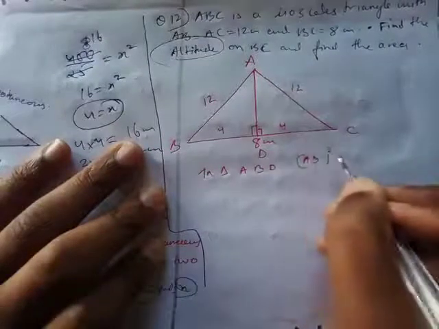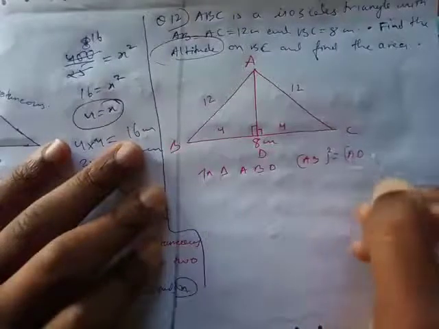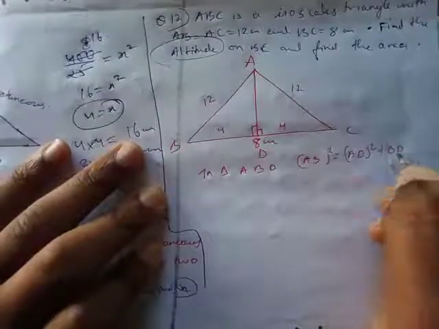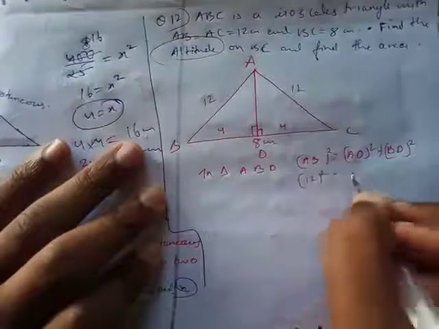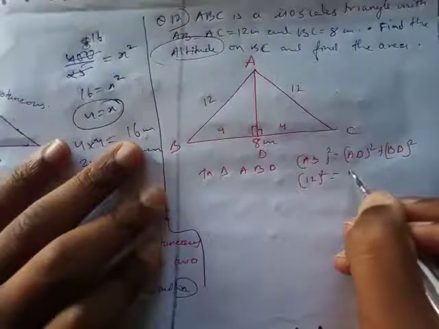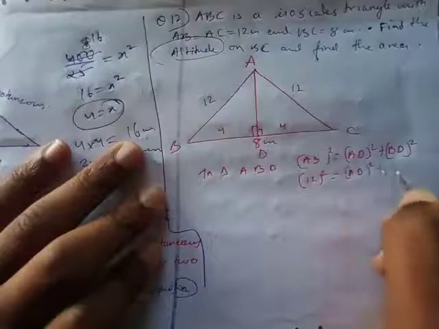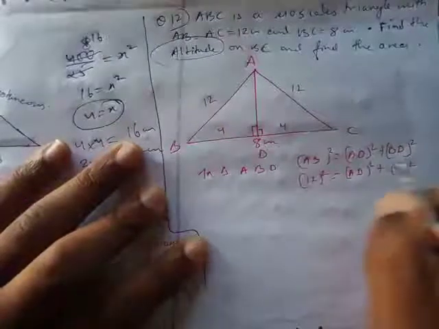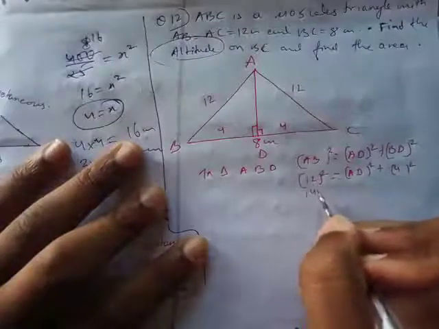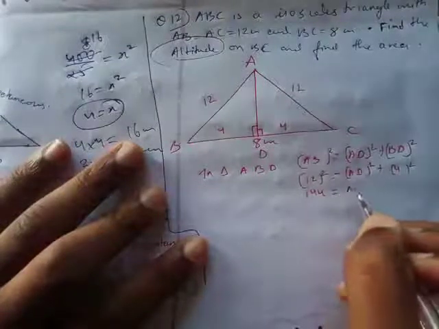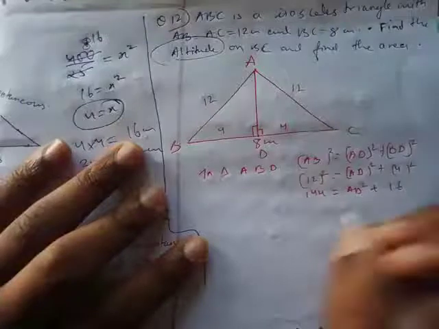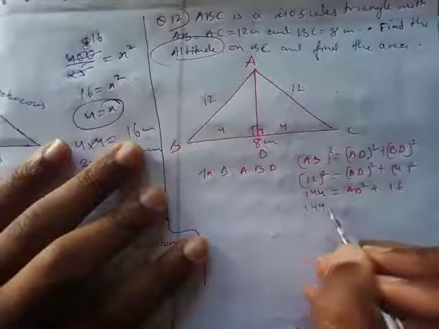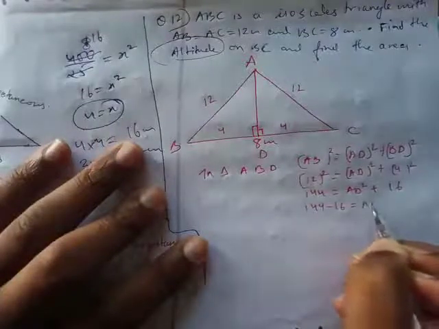AB square is equal to AD square plus BD square. You guys can have a look. So this is 12 square is equal to AD, I have no idea what is AD, and BD is 4. So this is going to be 144 equals to AD square plus 16, and this goes on that side and gets subtracted. 144 minus 16 is AD square.